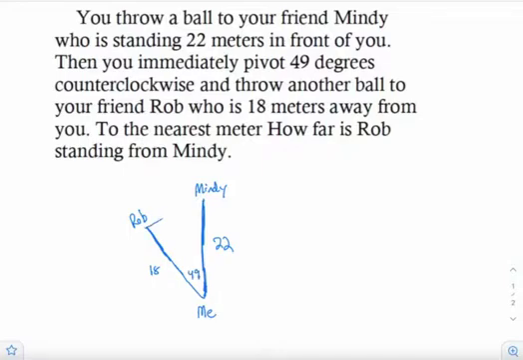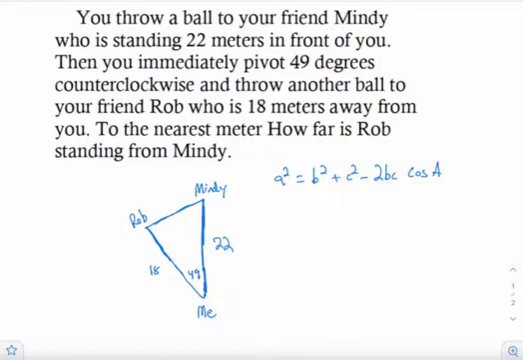Okay, so what I can recognize, I'm trying to solve this side. That's going to be my distance from Rob to Mindy. I have two sides and an included angle. So this is Law of Cosines, and we don't have any labels on our angles or sides, but that doesn't really matter. So I'm just going to use this formula here: a squared equals b squared plus c squared minus 2bc cosine of A.